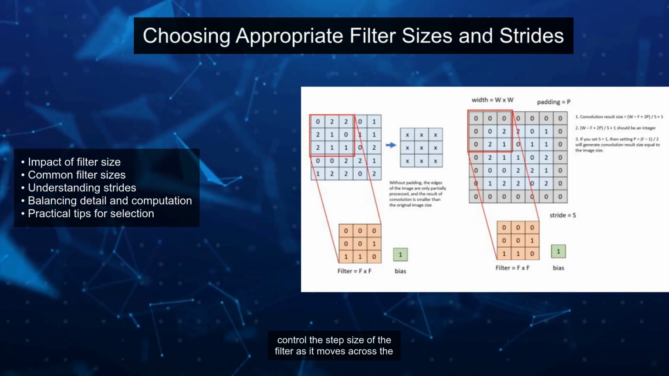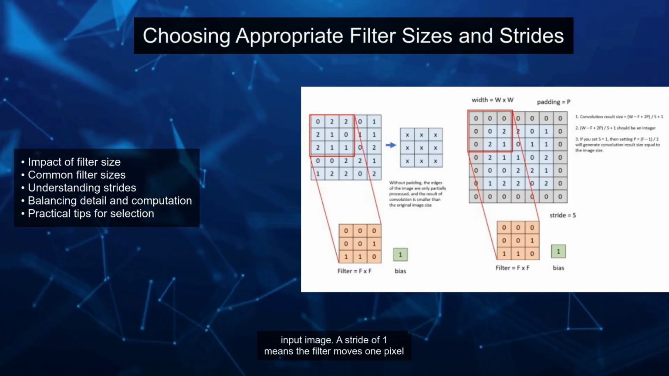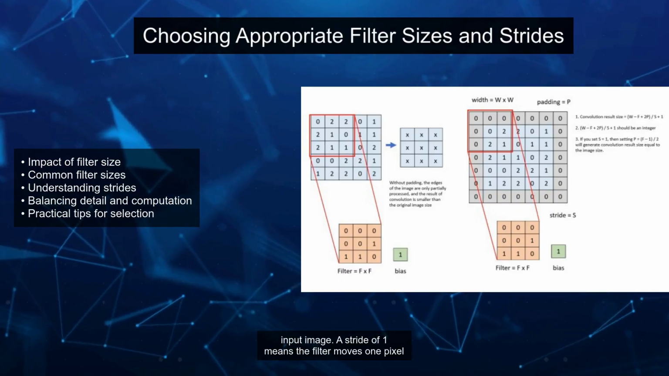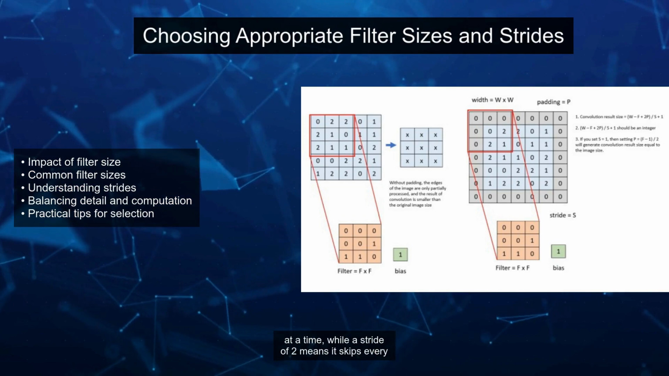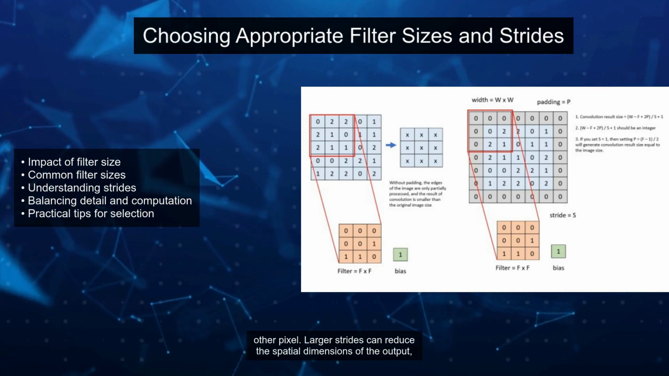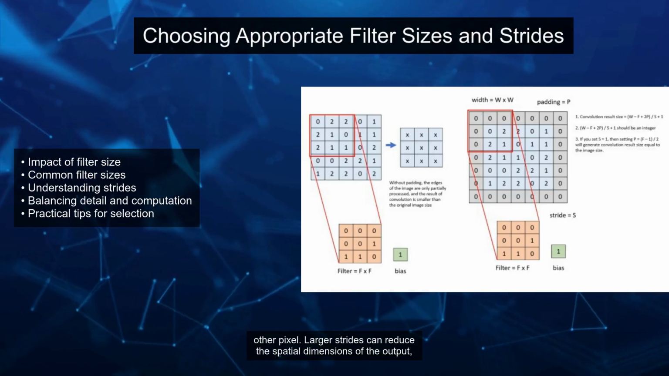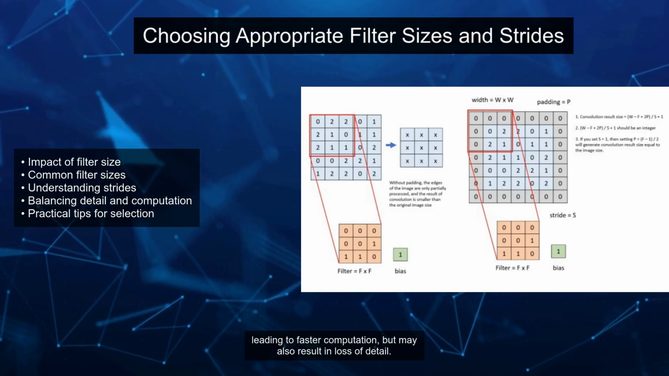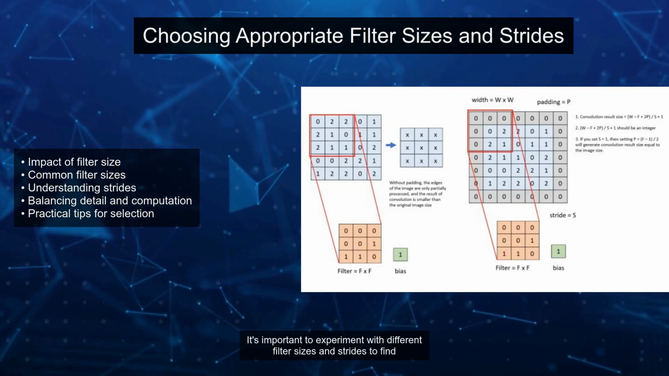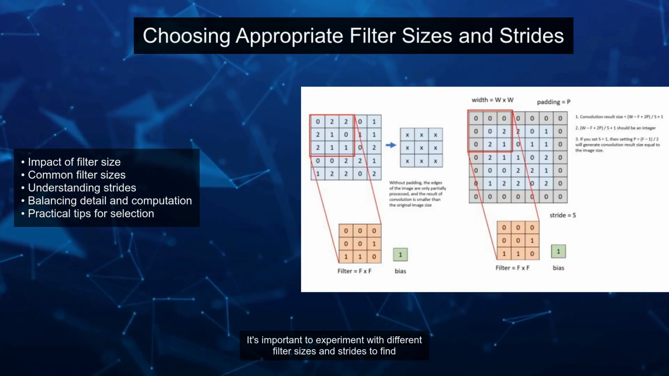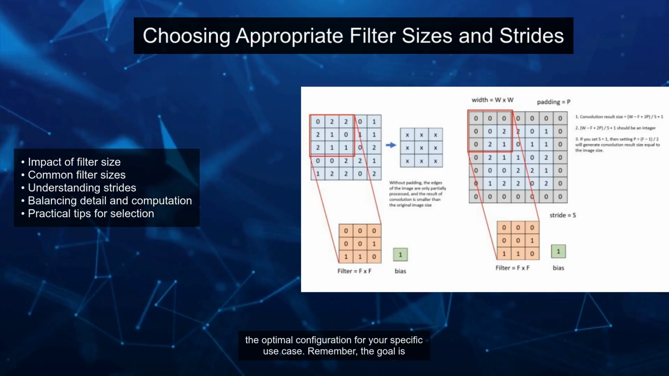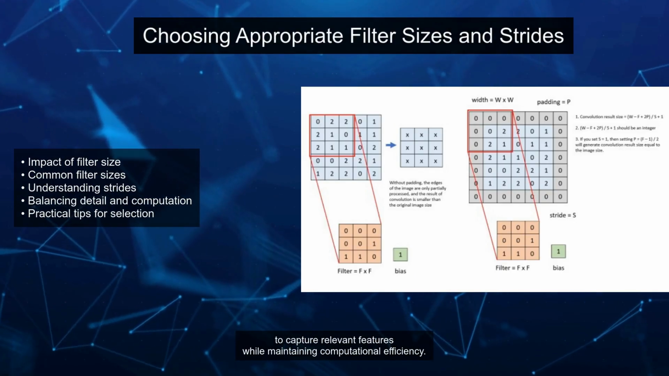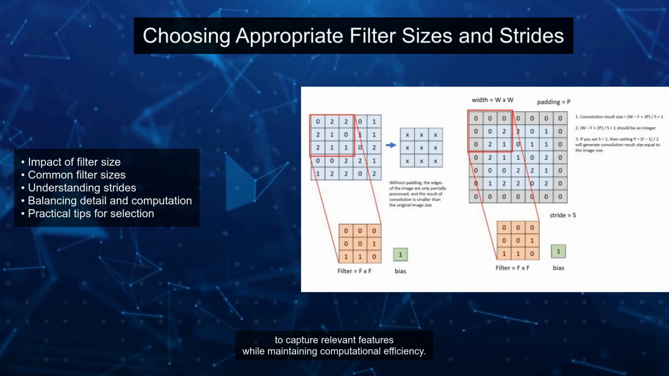Strides, on the other hand, control the step size of the filter as it moves across the input image. A stride of 1 means the filter moves 1 pixel at a time, while a stride of 2 means it skips every other pixel. Larger strides can reduce the spatial dimensions of the output, leading to faster computation, but may also result in loss of detail. It's important to experiment with different filter sizes and strides to find the optimal configuration for your specific use case. Remember, the goal is to capture relevant features while maintaining computational efficiency.